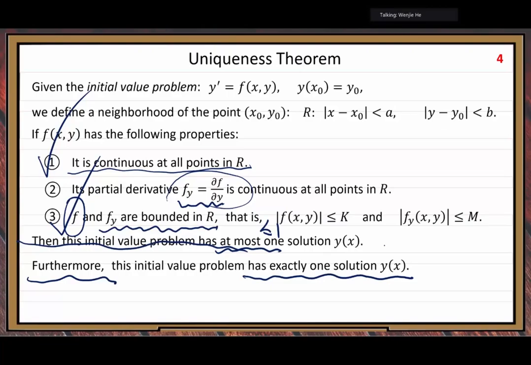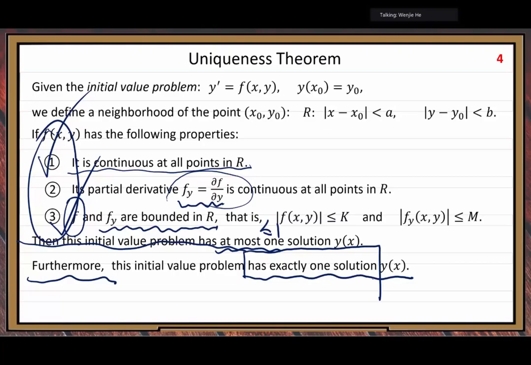So this theorem tells us you need to check these 3 conditions. If all 3 conditions are satisfied, then you have both existence and uniqueness. So that means it has exactly one solution. Okay? That's the first order ODE. Then our second order ODE, we will have something partially similar, but we need to change some other parts.